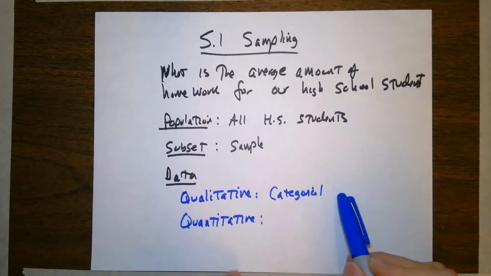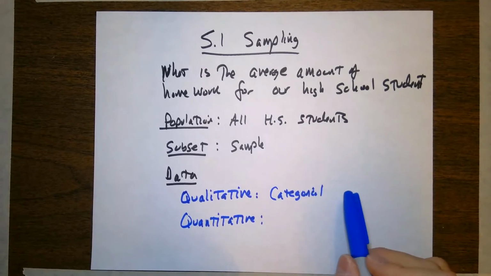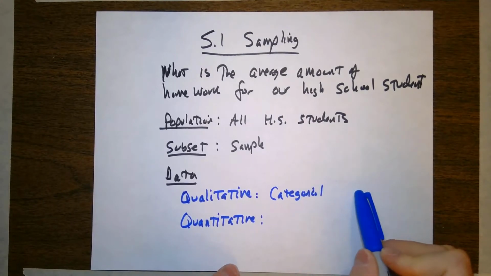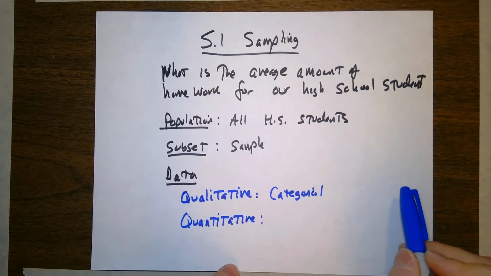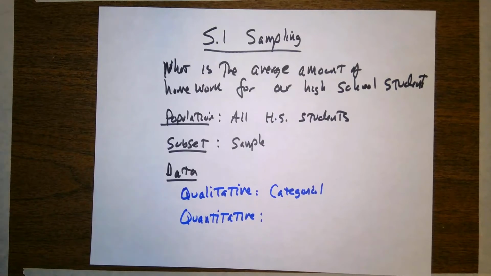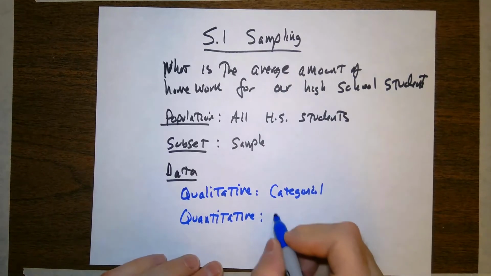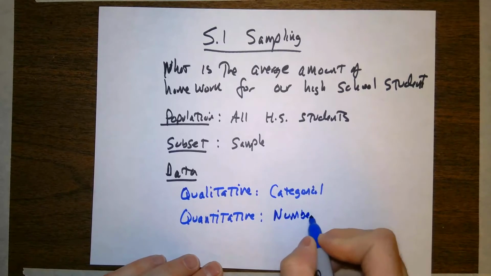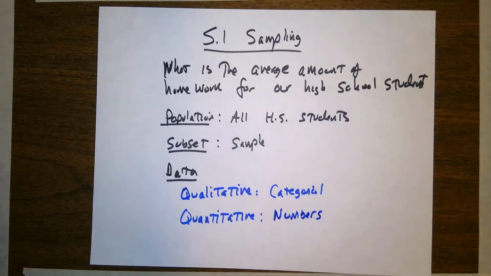I could assign categories, like way too much, okay amount, too little, or way too little, and have students pick something like that. We've certainly seen data like that, where you have to pick one of the categories. That's qualitative data, categorical data. The other type of data is quantitative data. With quantitative data, I want you to think numbers. We're going to use numbers to assign it. We're going to measure it. This is something that could be measured.